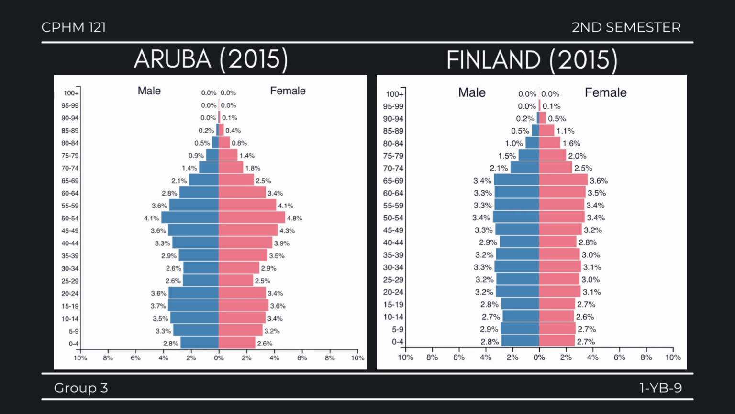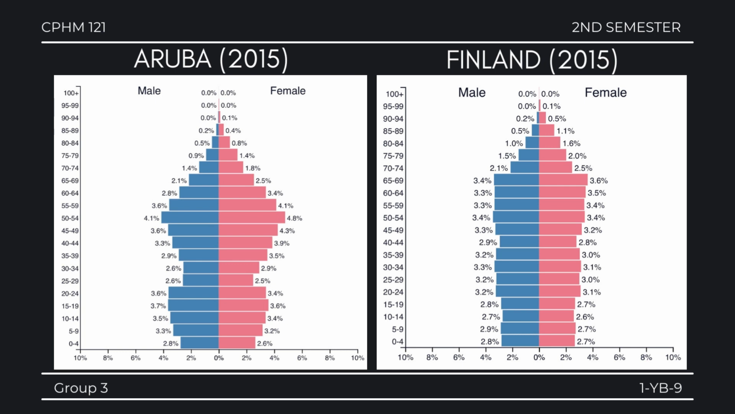Generally speaking, stationary pyramids are characteristic of a high standard of living due to low birth rate, due to good family planning, access to birth control, financial planning, and education. Low death rate due to good medical care, nutrition, and education.